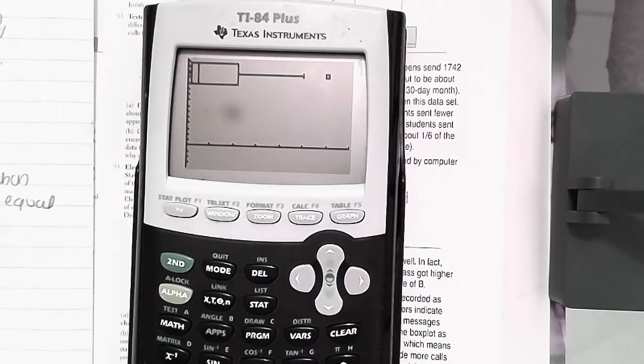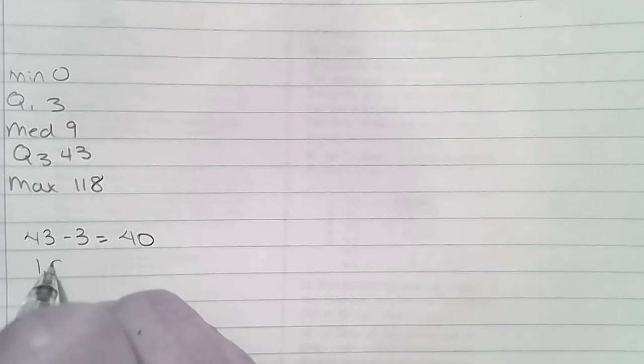Okay, so let's calculate that. Given that we have a max of 118, let's go ahead and calculate our IQR and make sure that we have just one outlier. So my IQR right here is, sorry guys, this is going to go a little funky on you. Okay, so my IQR is 40, I'm sorry. Why is that not turning out nicely? There we go. All right, so 1.5 times 40 is going to give me 60, right?